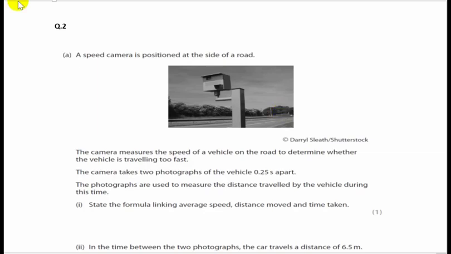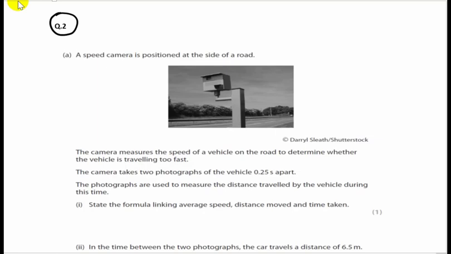Okay, now question number 2. A speed camera is positioned at the side of a road. The camera measures the speed of a vehicle on the road to determine whether the vehicle is traveling too fast. The camera takes two photographs of the vehicle 0.25 seconds apart. The photographs are used to measure the distance traveled by the vehicle during this time.